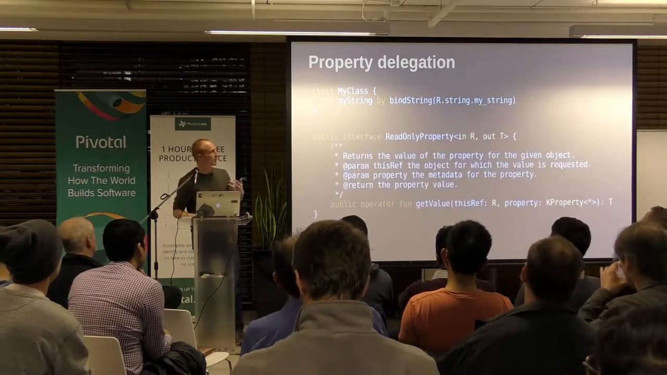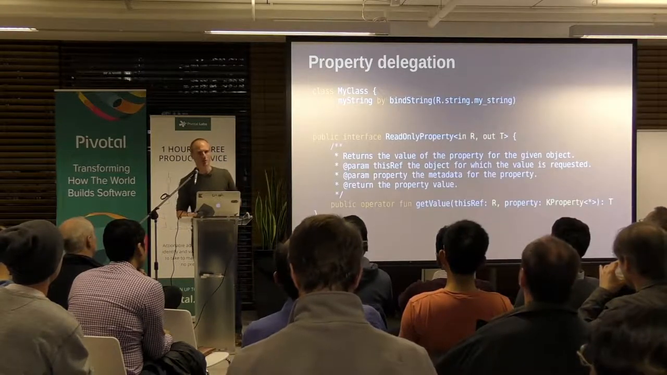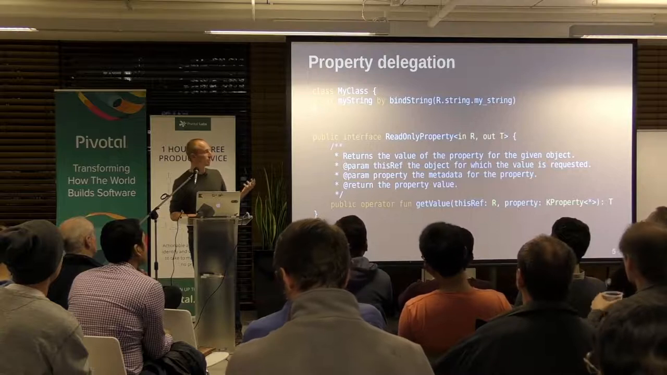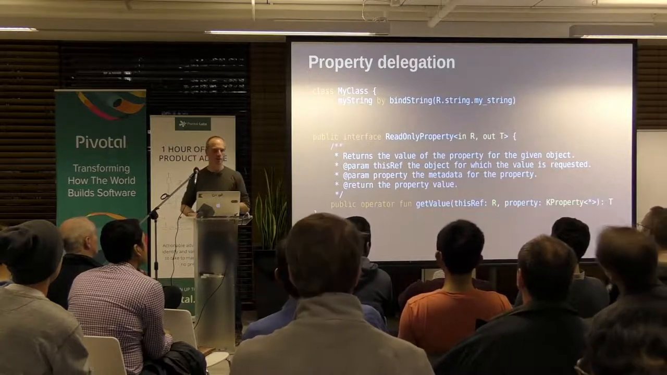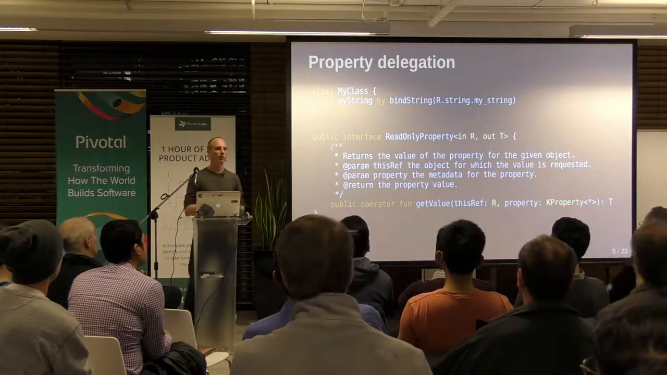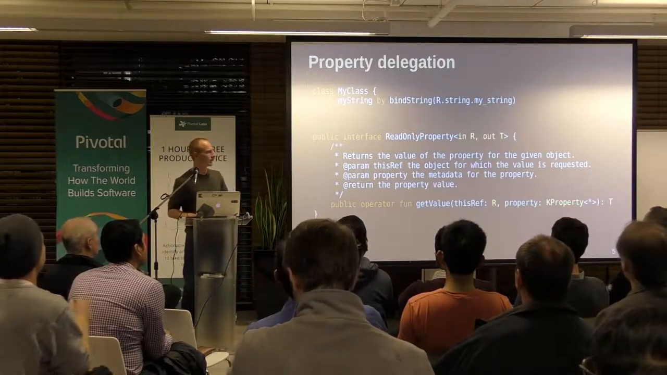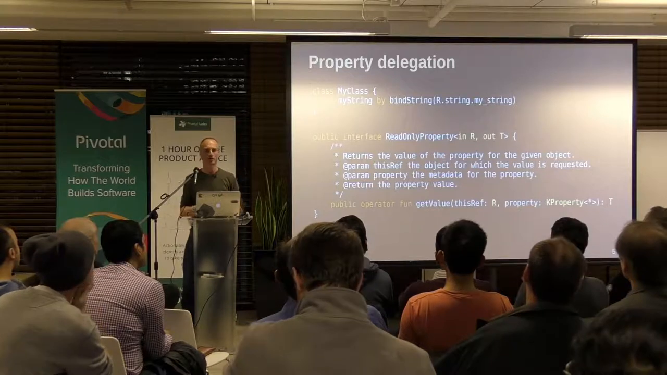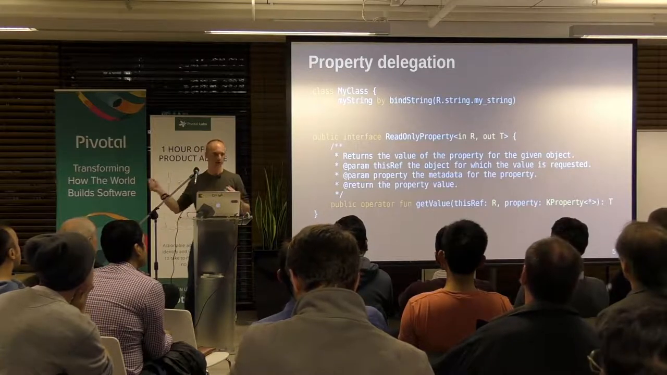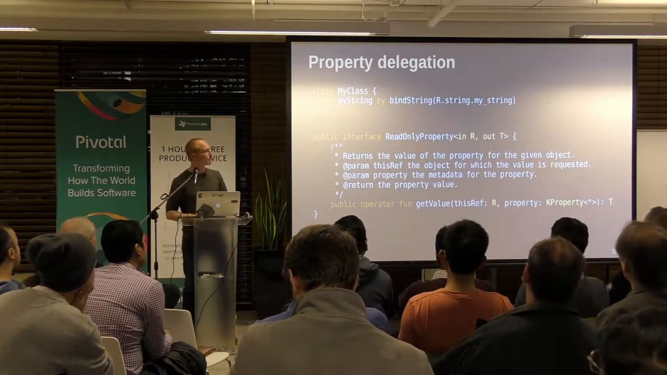Behind the scenes, basically what bind string returns is just an implementation of a read-only property with a get value. So you can see if you create something yourself which uses the context behind the scenes, you can return a string without having to write all the get resources, get string boilerplate.